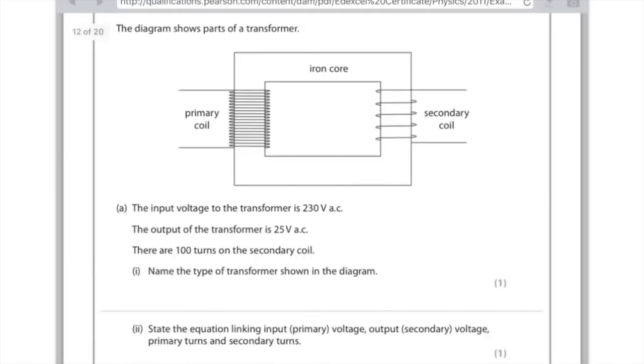Diagram shows parts of a transformer. The input voltage to the transformer is 230 volts, the output is 25, there are 100 turns on the secondary coil. Name the type of transformer shown in the diagram. Well, it's a step down because the output voltage is lower, so write step down there.